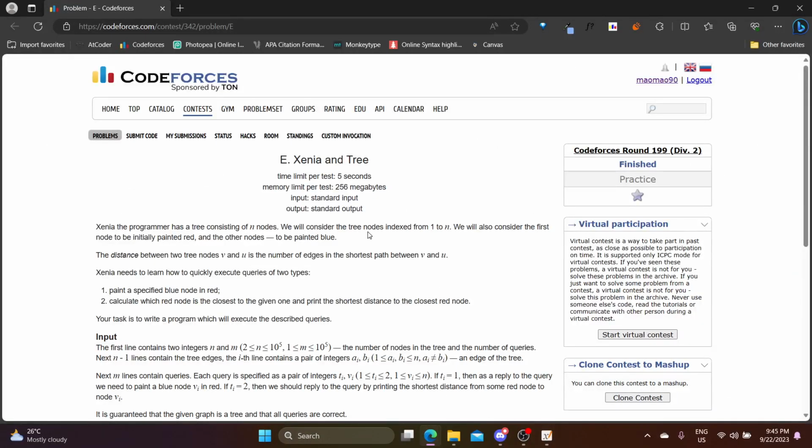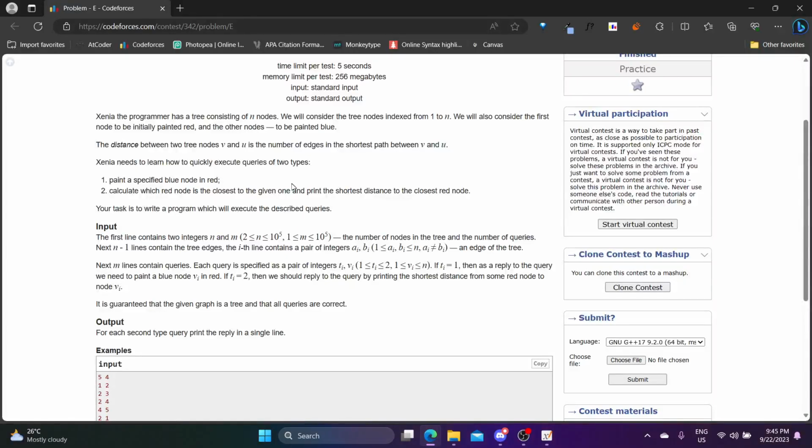So this problem: the first query is we paint a blue node to red. This is just one direction. You won't paint a red node to blue. And then the second one is to calculate which red node is closest to the vertex specified in the query. So we just calculate the shortest path from any red vertex to a given vertex.